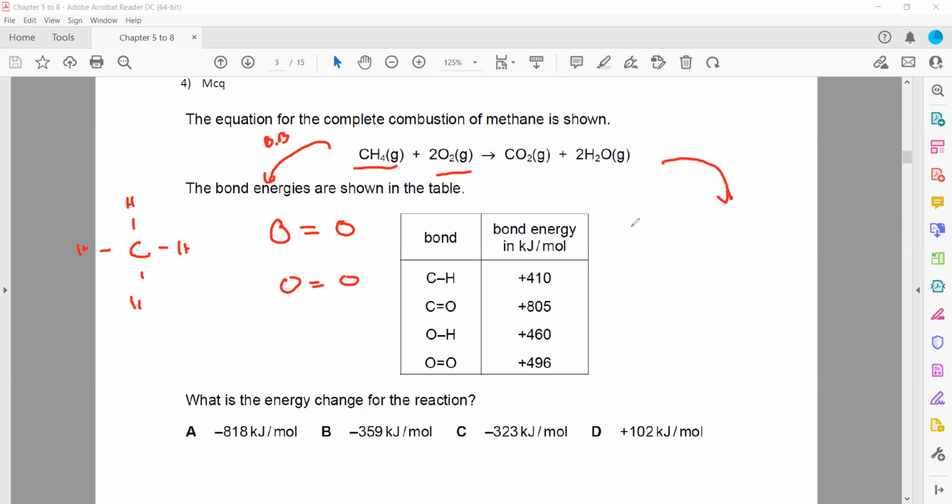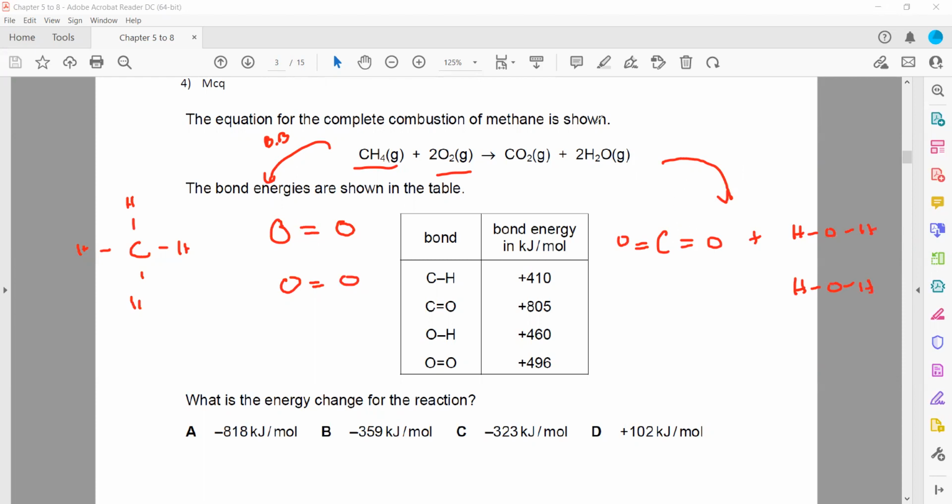Then on the product side, you have CO2, carbon dioxide, plus water, H2O, so H-O-H. And how many water molecules are there? 2, so it will be H-O-H twice. So there are 2 water molecules and 1 carbon dioxide.